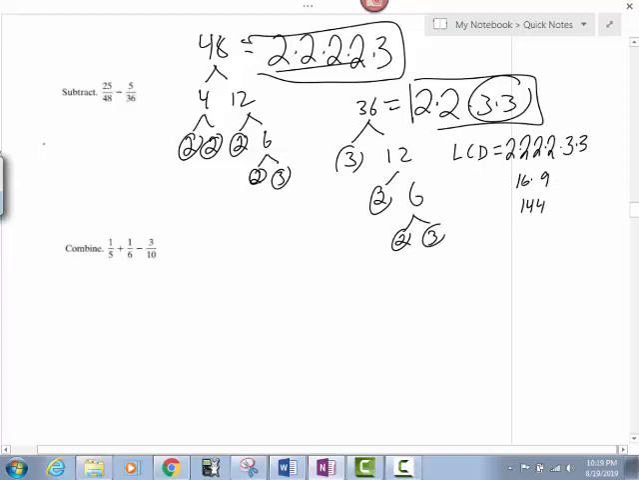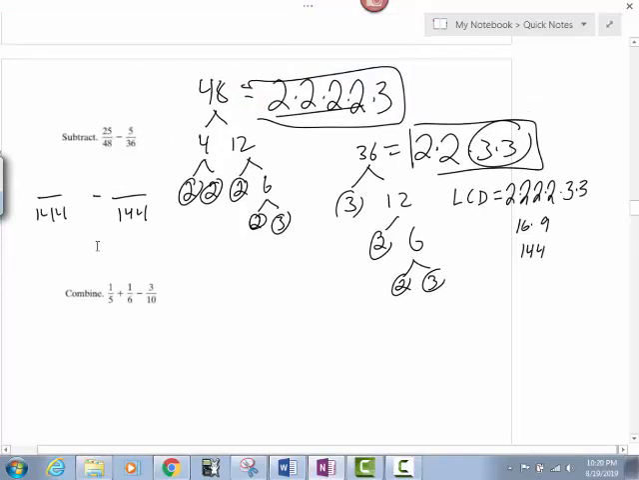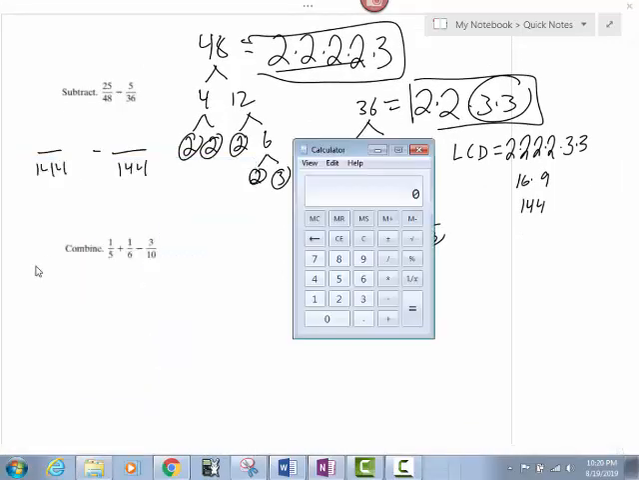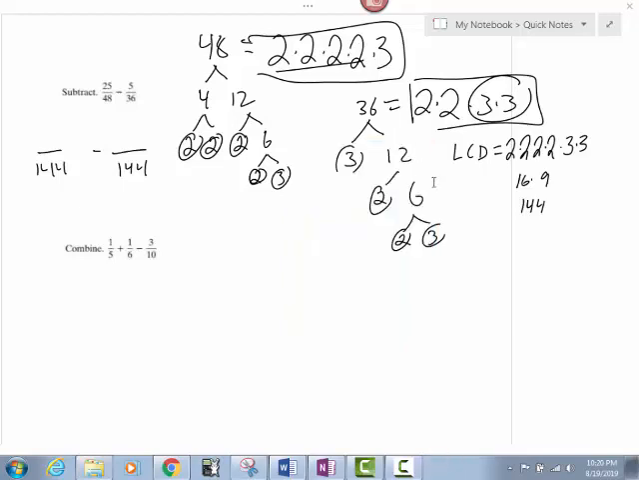Okay, so let's write two new fractions. 144, 144. So if I want to figure out what I got to multiply 48 by to get 144, I can go back and use my calculator. Just take 144 divided by 48, and we multiplied it by 3. So let's multiply this guy here by 3. That one by 3, that's a 75.